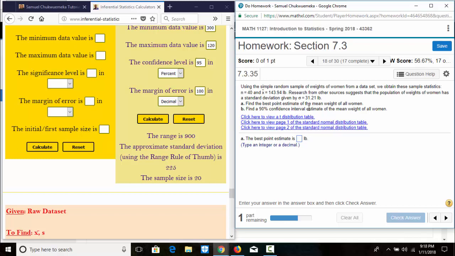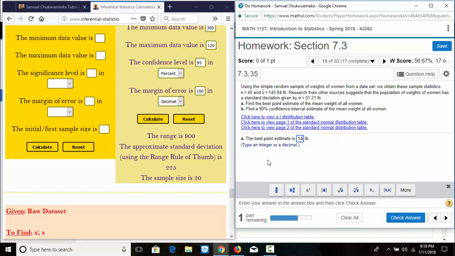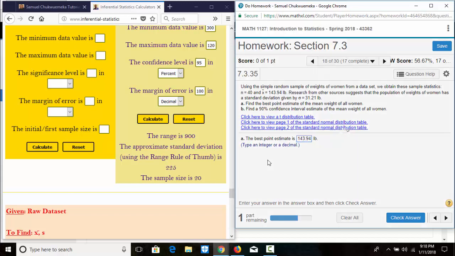Find the best point estimate of the mean weight of all women. That is the sample mean, which is 143.94 pounds.